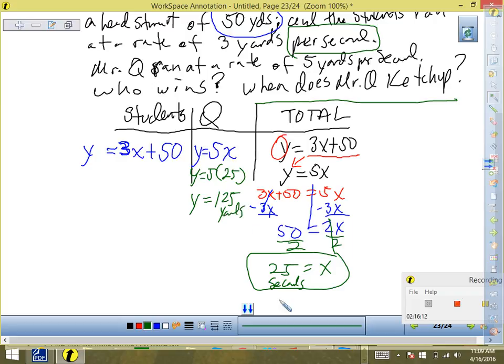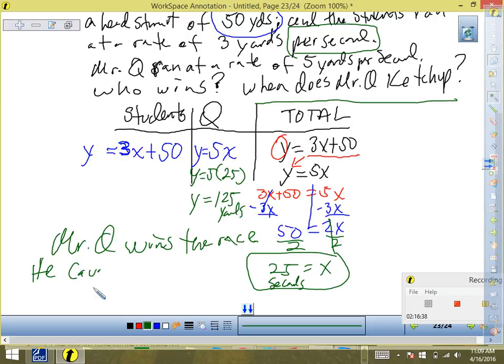So far, have we finished the race already? How long is the race? 400. So guess who won? That's right. Bam. So the answer is Mr. Q wins the race. He caught up after 25 seconds. Thank you. Fairly simple? Yes? All right.